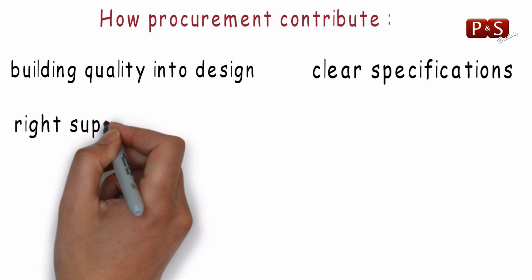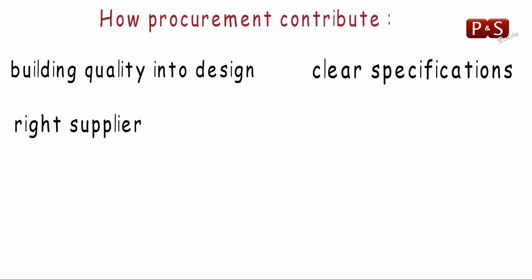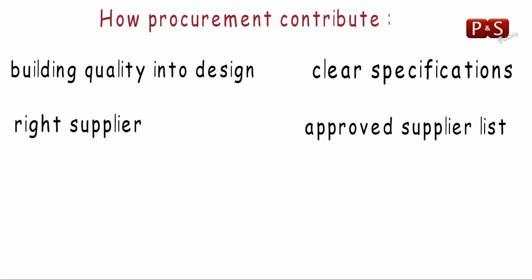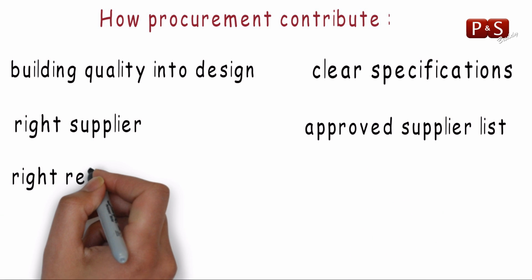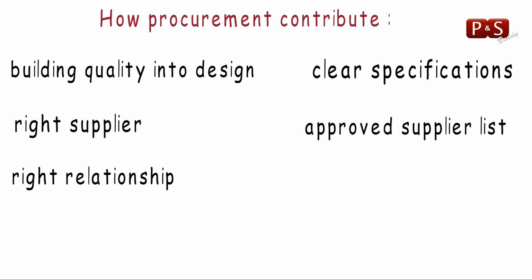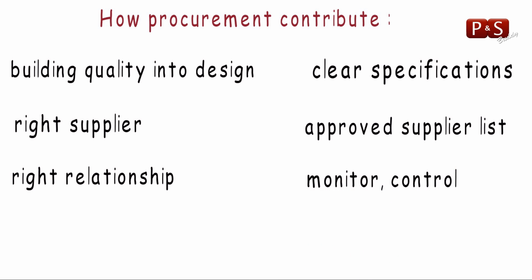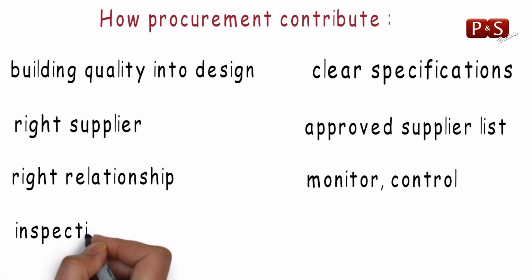Selecting suppliers with good quality management systems. Preparing approved and preferred supplier list. Managing healthy relationship with suppliers. Monitoring and controlling supplier performance over time. Implement quality inspection and testing at material receipt. All these actions can contribute towards better quality or right quality.